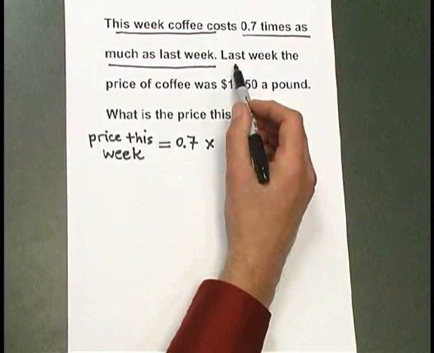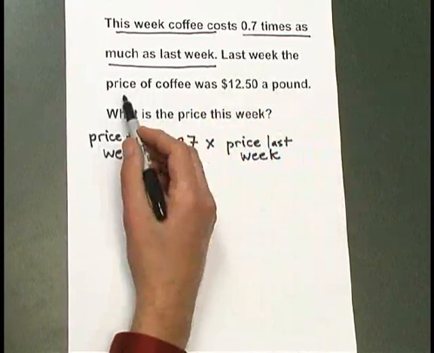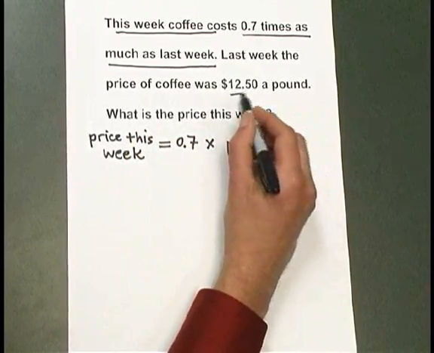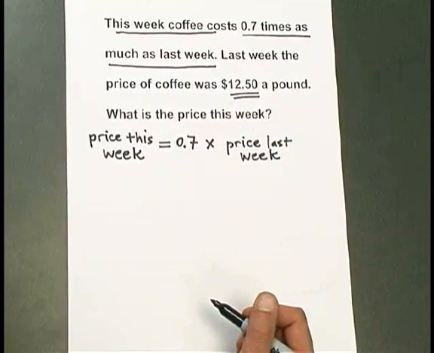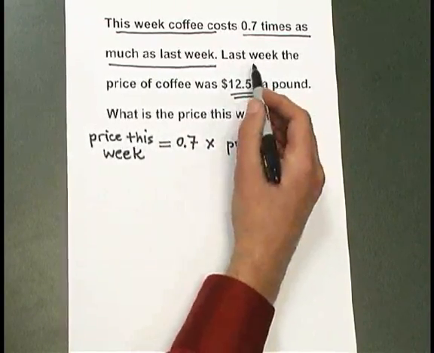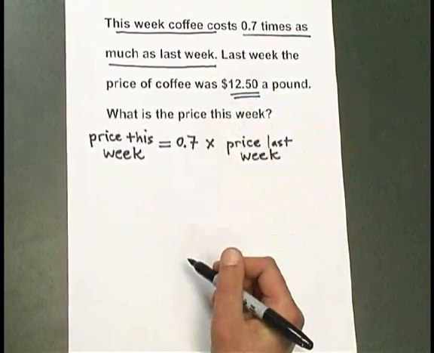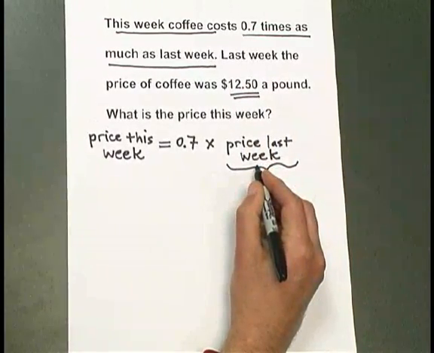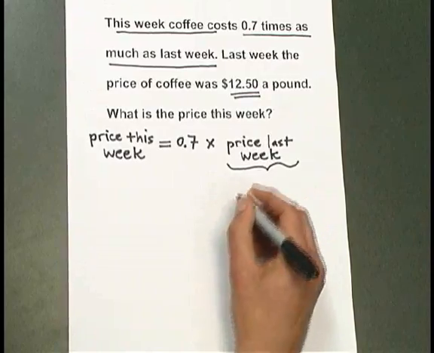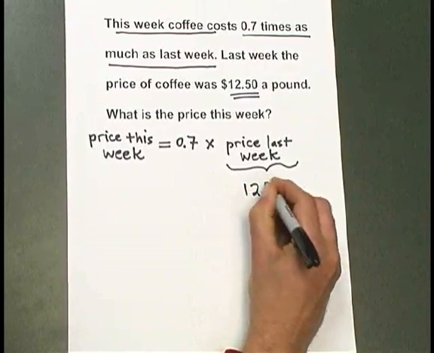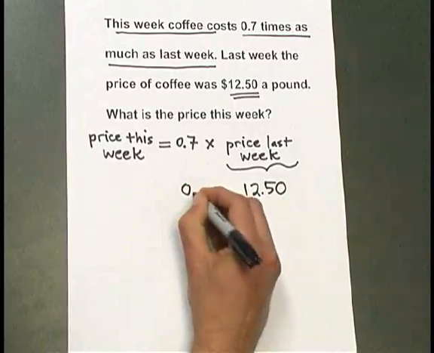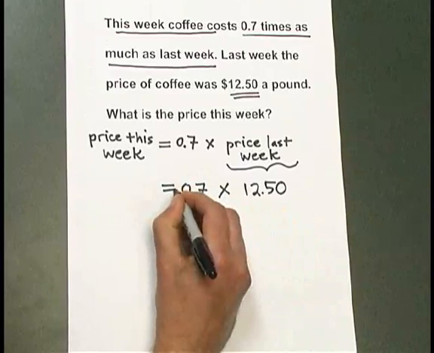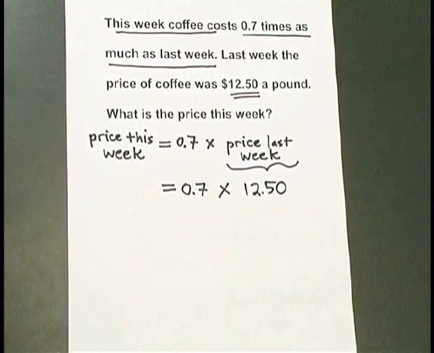Now, as I continue reading the problem, last week the price of coffee was $12.50 a pound. I come to this value, $12.50. That's the price last week of coffee. So that number goes here in place of the words price last week. There's $12.50. So I have 0.7 times $12.50. That's got to equal something.